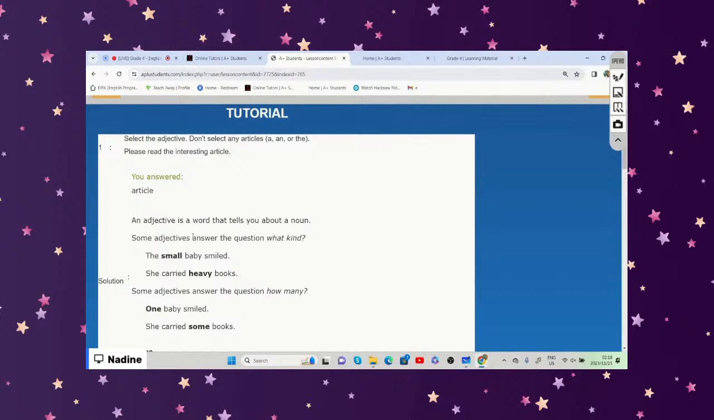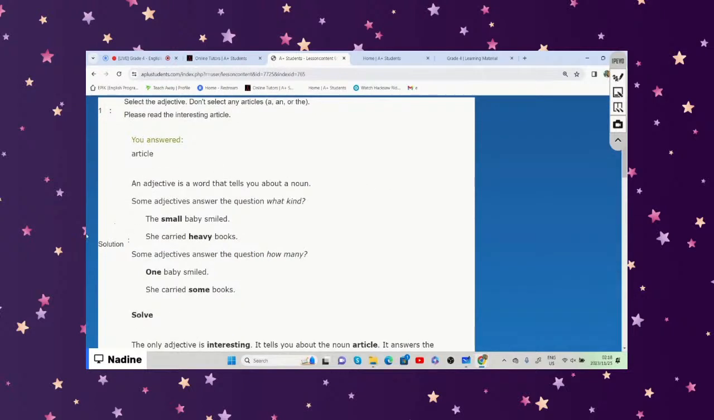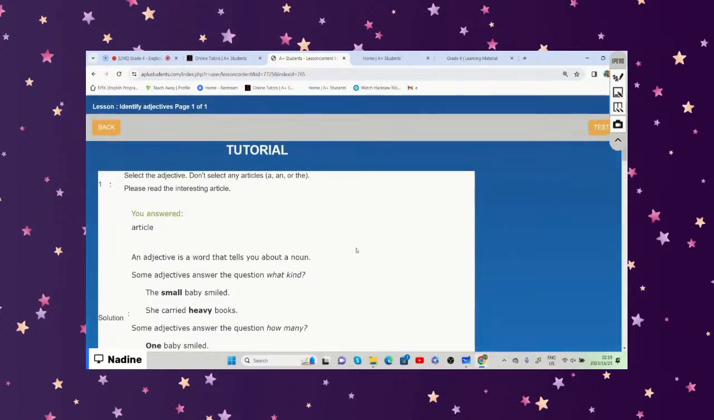All right. So now it says an adjective is a word that tells you about the noun. Some adjectives answer the question what kind, or they answer the question how many. We specifically went over adjectives that tell us what kind as well as how many. Now, let us look at our little activity.